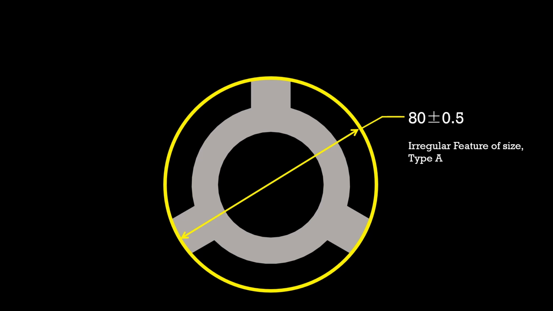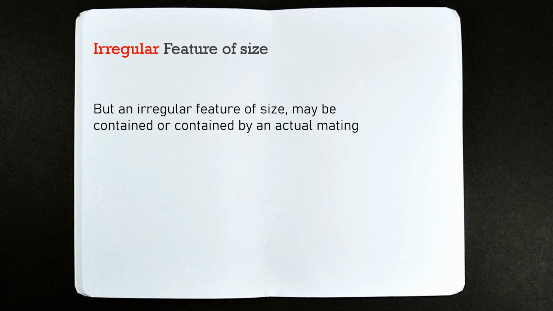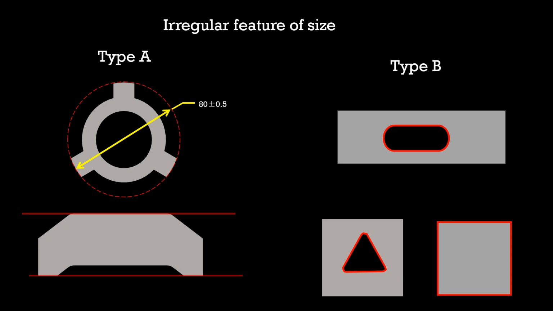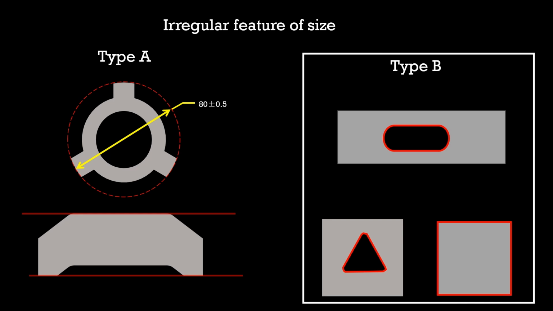actual mating envelope. But an irregular feature of size may contain or be contained by an actual mating envelope other than a sphere, a cylinder, or a pair of parallel planes as well. The type B irregular feature of size, like this triangle cut, is an irregular feature of size of type B. This slot is an irregular feature of size of type B, which is not contained by an envelope of a cylinder or a pair of parallel planes. They have an irregular envelope.